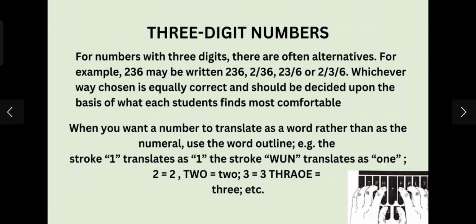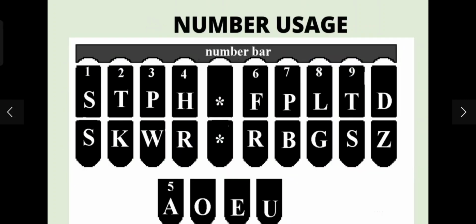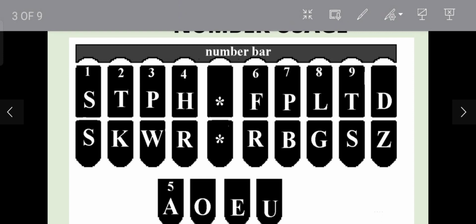Then, for numbers with three digits, there are often alternatives. For example, 236 may be written in several ways. Whichever way is chosen is equally correct and should be decided on the basis of what each student finds most comfortable. So, for example, 123.